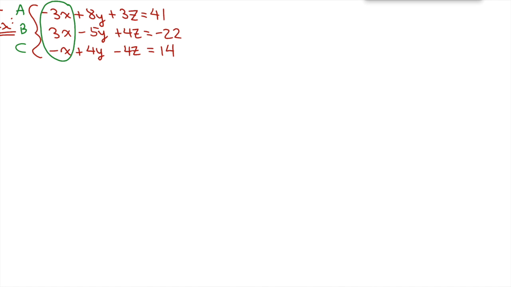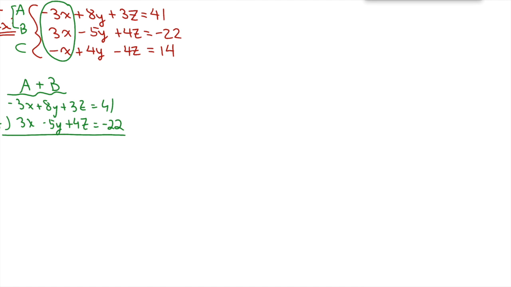Now notice I'm circling all of them, not just A and B. But if we're looking at the first two, we're just going to take A and B and add them. Just straight up add. Same negative here. 3x plus 8y plus 3z is equal to 41. Underneath it, 3x minus 5y plus 4z is equal to negative 22. And then just straight up add them. We didn't have to adjust it at all, which is actually rather nice.